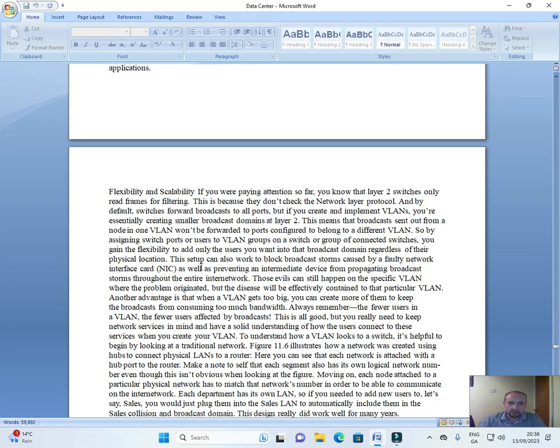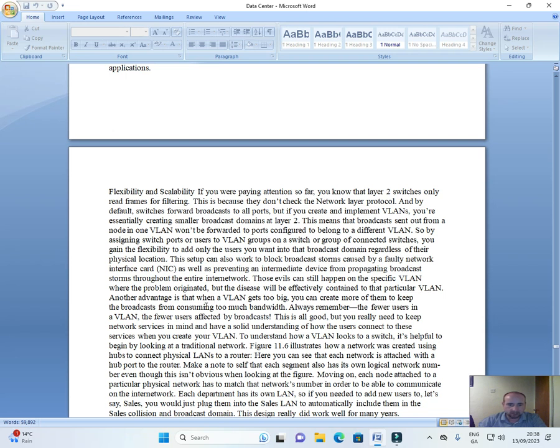This setup can also work to block broadcast storms caused by a faulty network interface card (NIC), as well as preventing an intermediate device from propagating broadcast storms throughout the entire network. Those evils can still happen on the specific VLAN where the problem originated, but the disease will be effectively contained to that particular VLAN.